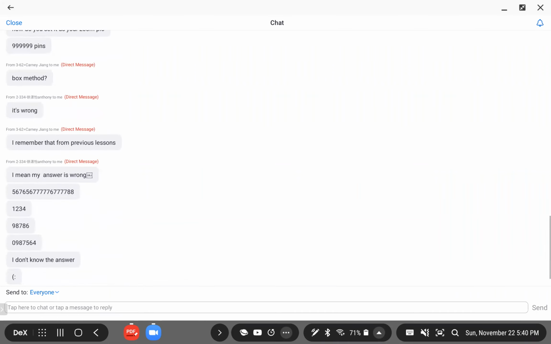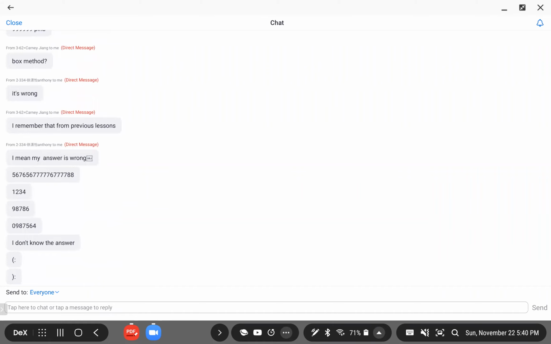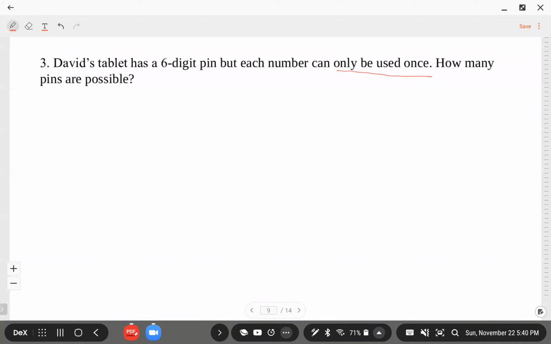Very good, Carney. You remember that from previous lessons? Anthony, you don't know? Then I'll give you the answer. David's tablet has a 6-digit pin. Use the box method. We have 6 digits, so we have 6 boxes. Each number can only be used once. For the first digit, we have 10 numbers, 0 through 9.